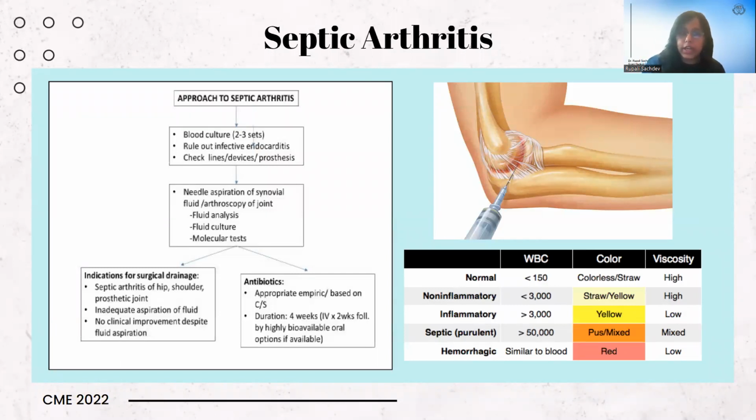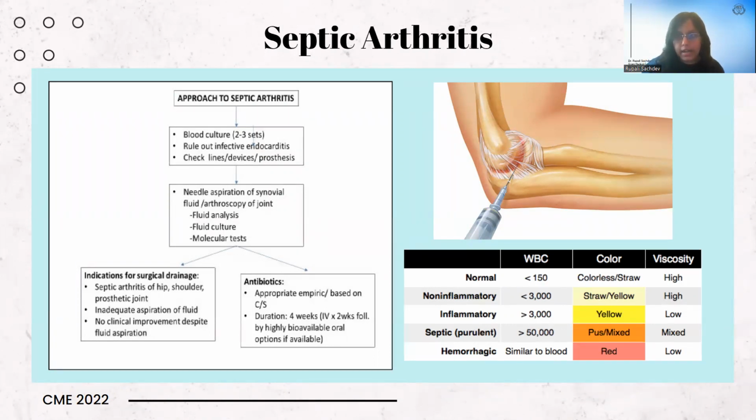Now, when do you do surgical drainage? If you have septic arthritis of the hip, shoulder, or a prosthetic joint. Prosthetic joints, again, I'm reiterating, are very common to get infected, especially if the patient is not maintaining hygiene. If you're not getting enough aspirate, that means you're not able to aspirate any fluid and you're not able to completely diagnose it based on the lab investigations. And you are not able to get the patient better despite the fluid aspiration. So you can aspirate the fluid, but if the patient is still not getting better even after starting antibiotics, you will have to go for surgical drainage.